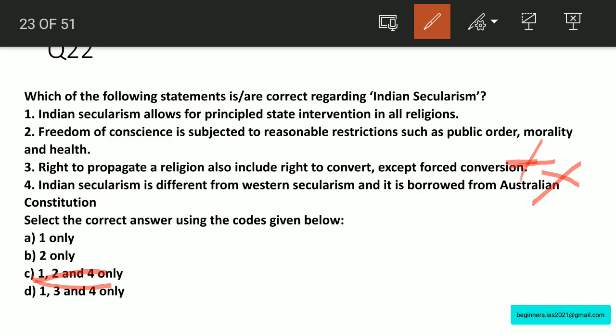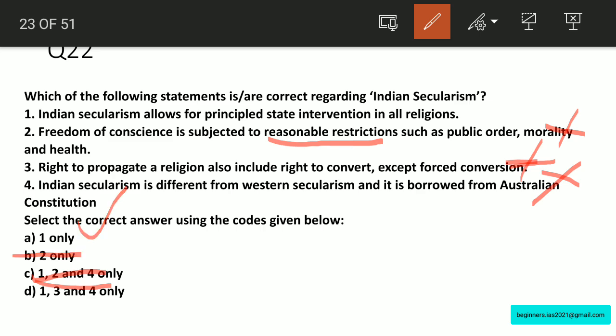See, if you take statement number 2, it is wrong. Why? Freedom of conscience is an absolute freedom without any restriction. Here it is given as a reasonable restriction. Therefore, it is also wrong, so you can eliminate 2 also. The answer for the question is A, 1 only.